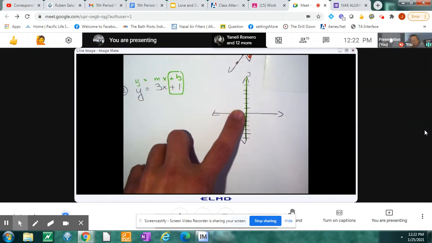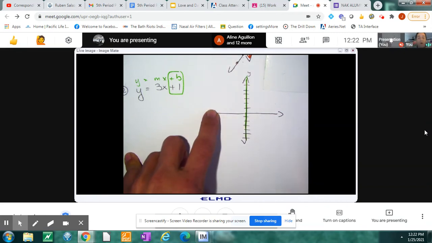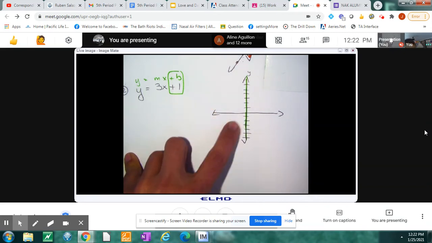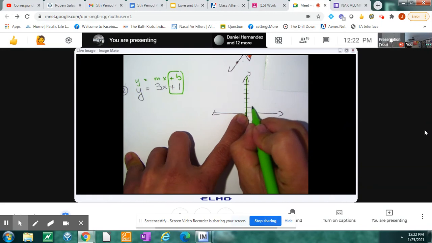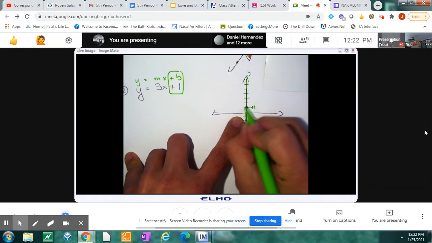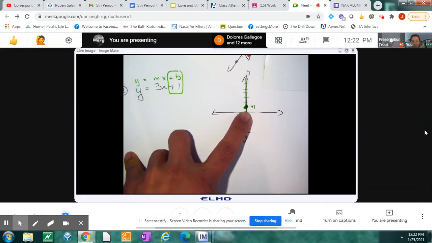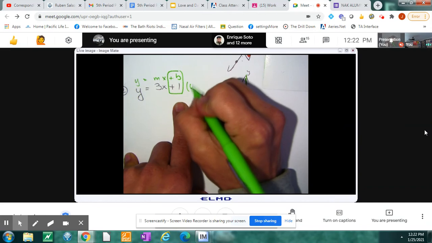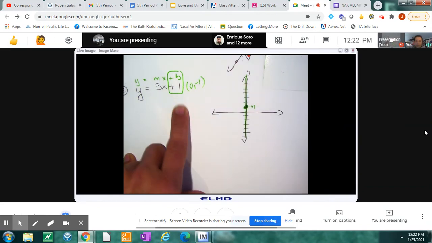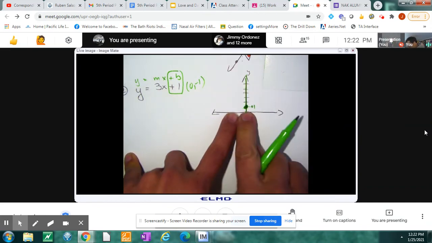Where is it? All right. So remember, positive 1. Where's positive 1? You know it's 0. And we're just going to put positive 1 right there. So you put a little dot. That's it. So what is that? (0, 1). So you put (0, 1), because that's the point (x, y).